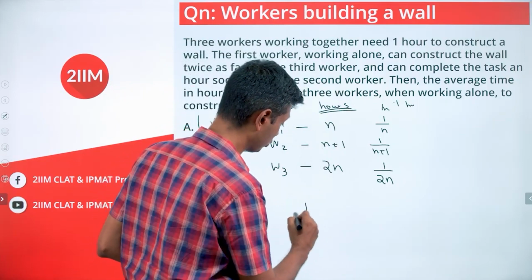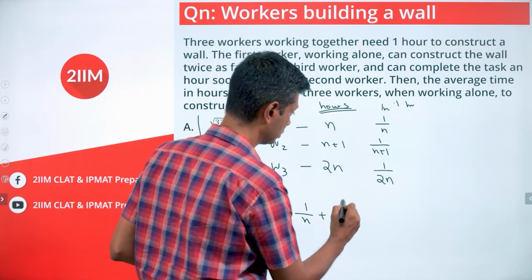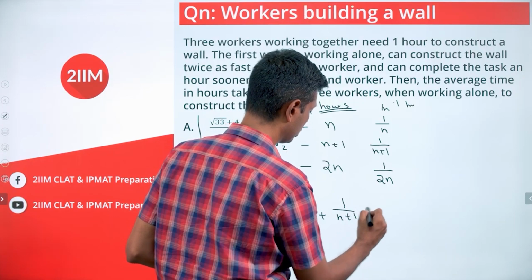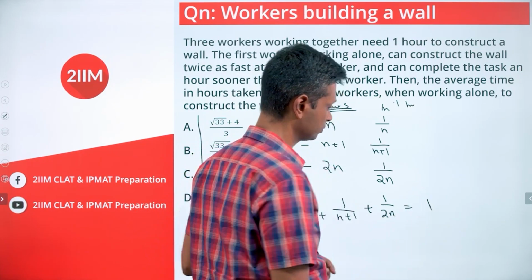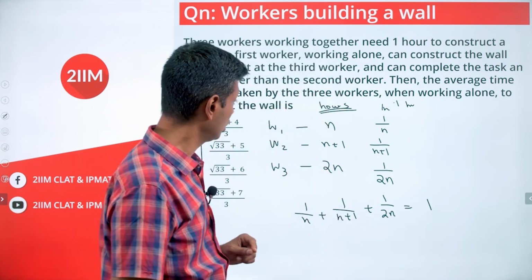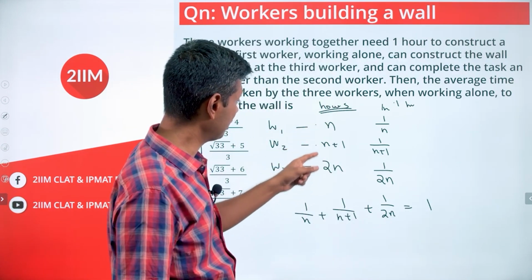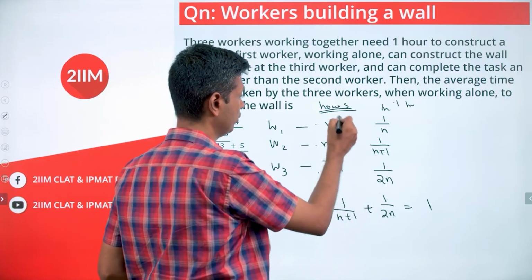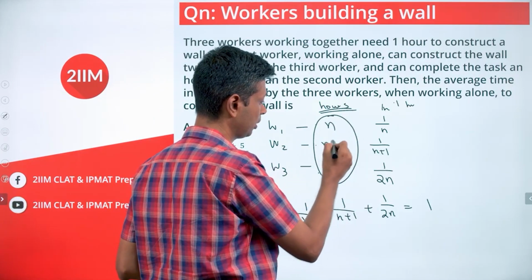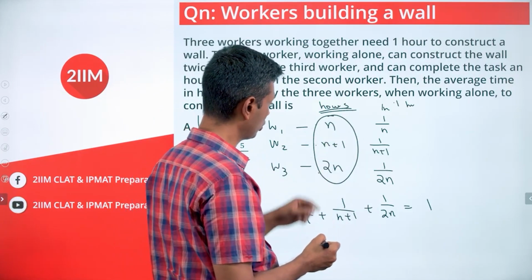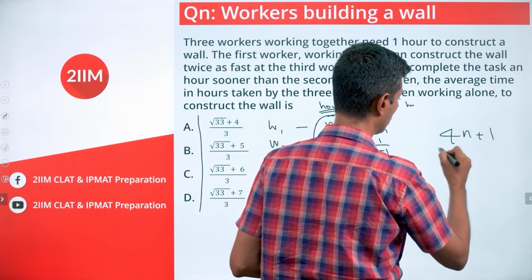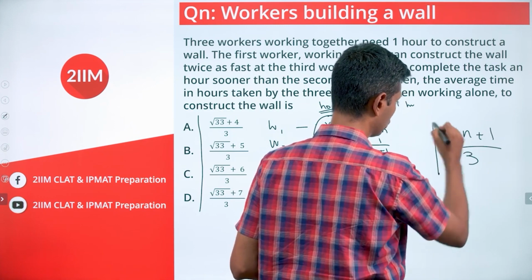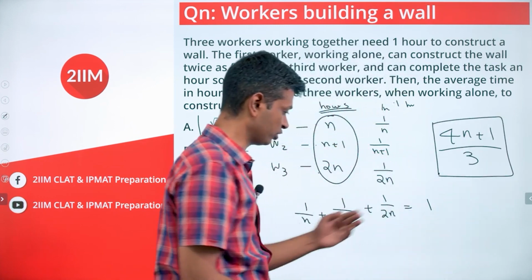Or we have this wonderful equation: 1 by n plus 1 by n plus 1 plus 1 by 2n equals 1. And what do we need to find out? We need to find out the average of n, n plus 1 and 2n. Or we need to find out this plus this plus this, divided by 3. n plus n plus 1 plus 2n is 4n plus 1. So what we want to find out is 4n plus 1 divided by 3. This is what we need to find out. What we know is this.